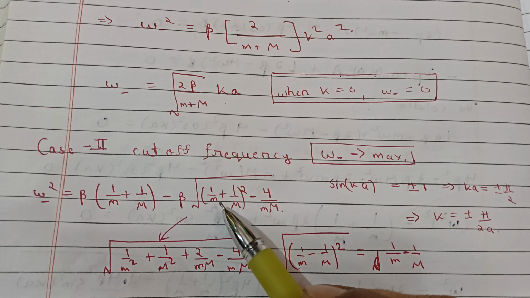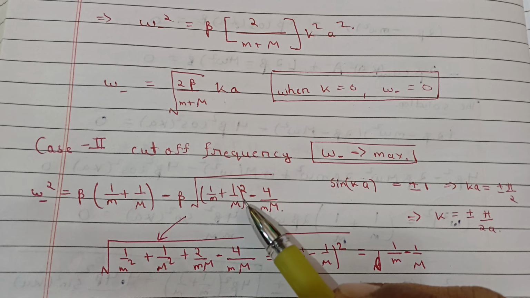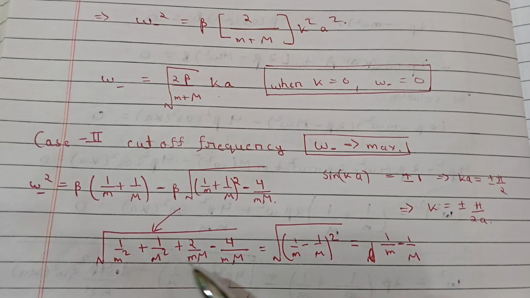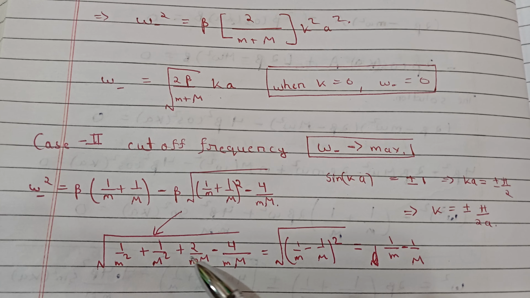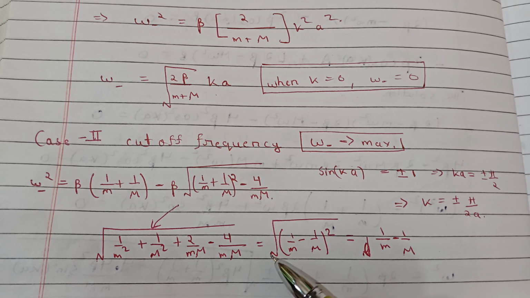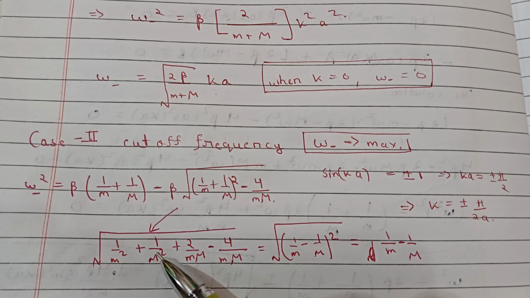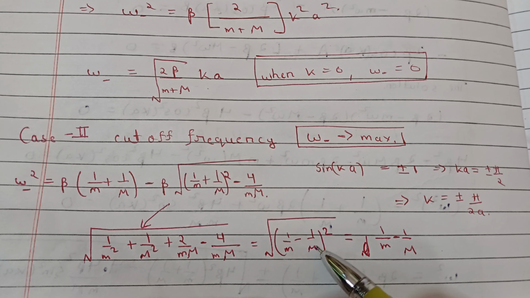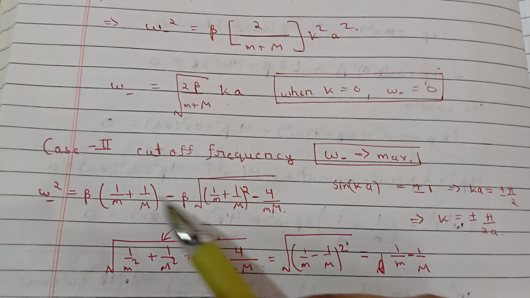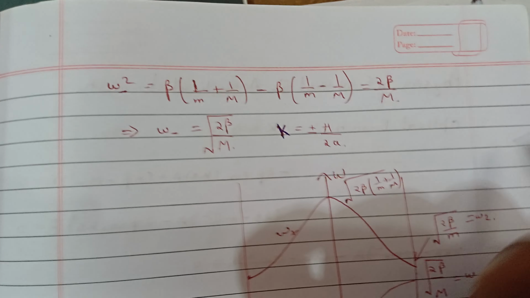Now just open this square, 1 by m square plus 1 by M square plus 2 by Mm, then it will give us something like this and cancel out. Then it will form just the a square plus b square minus 2ab form. Minus 4 will give us minus 2 here. So we'll get 1 by m minus 1 by M whole square, which gives us 1 by m minus 1 by M. Substitute this value inside, then we'll get something like this.